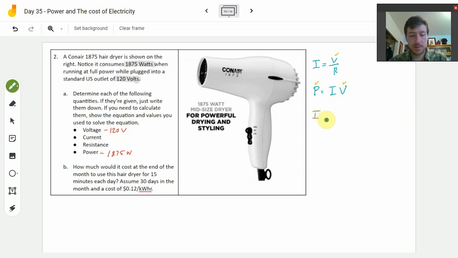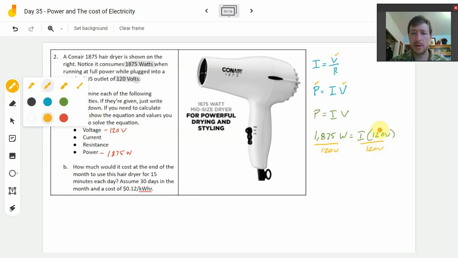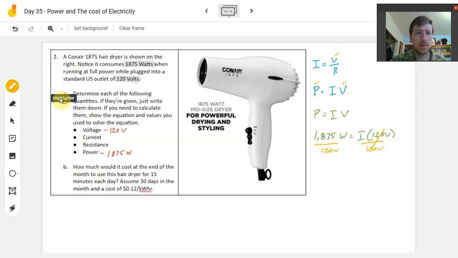Power is equal to the current times the voltage. So 1,875 watts are equal to my current times my voltage, which is 120 volts. If I divide both sides by 120, I get a current of 15.625.